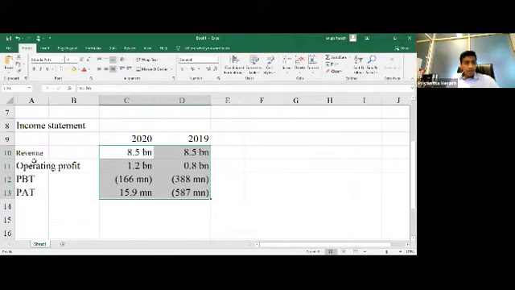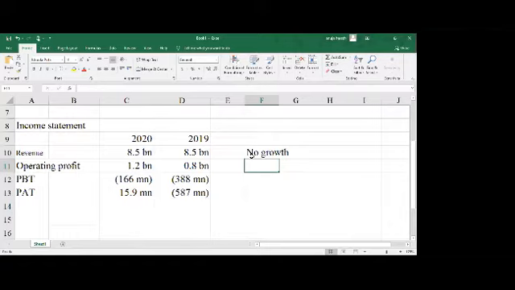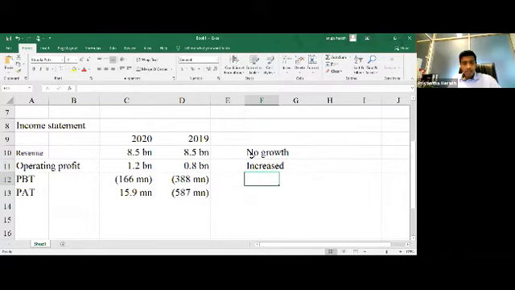Revenue 8.5 billion in 2020, and 2019 also 8.5 billion, right? So no growth. Operating profit has increased. Operating profit increase, right?